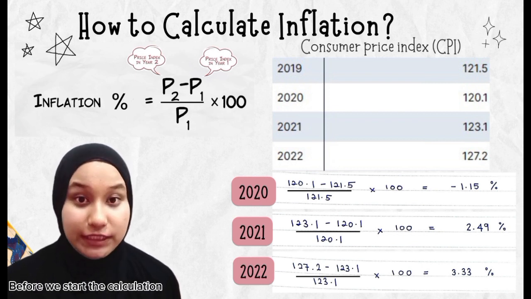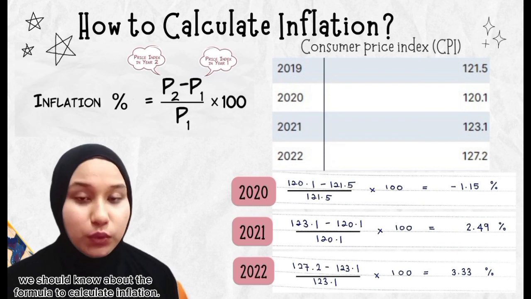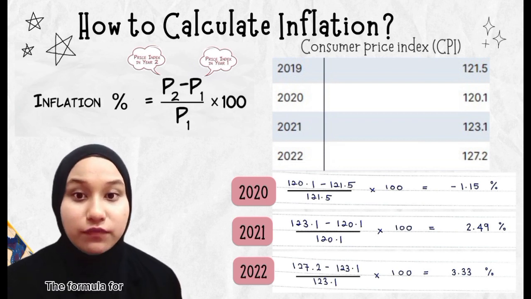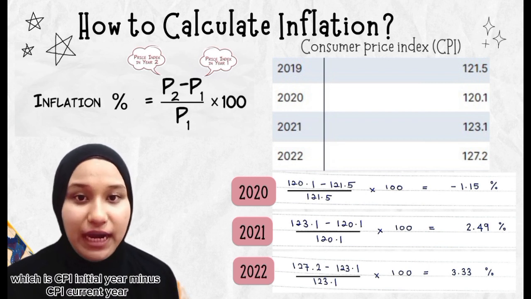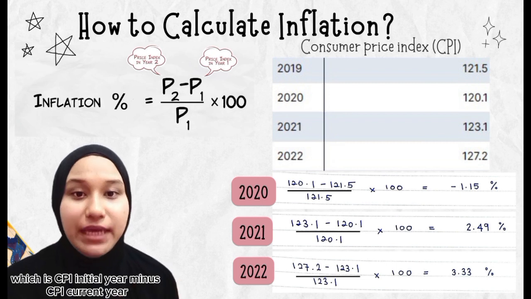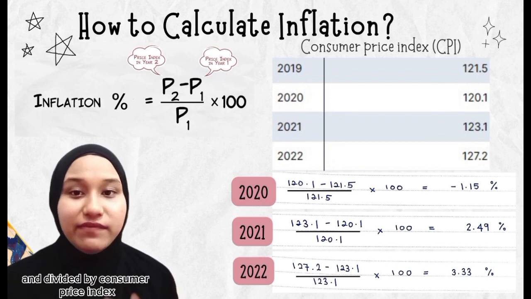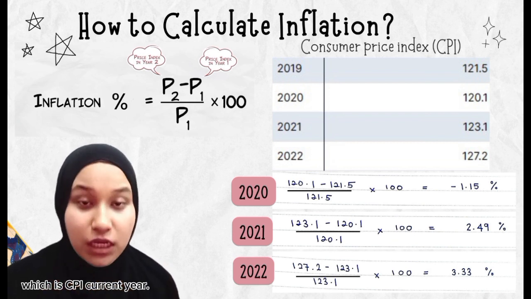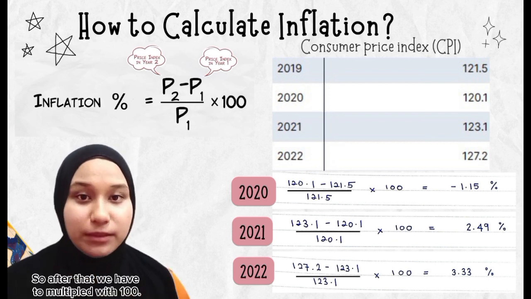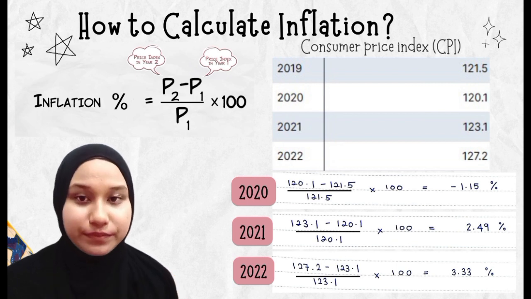Before we start the calculation, we should know the formula to calculate inflation. We start with the consumer price index, which is CPI initial year minus CPI current year, divided by the CPI current year. After that, we have to multiply by 100.